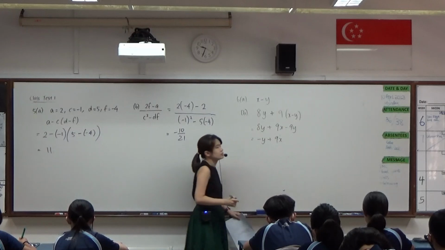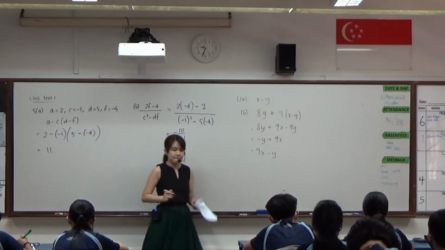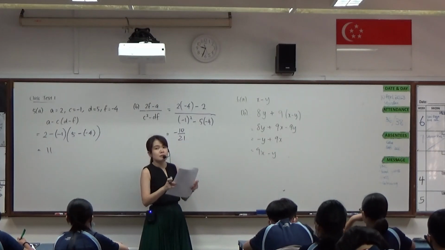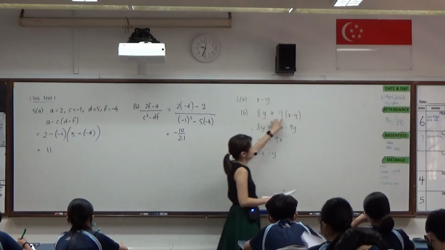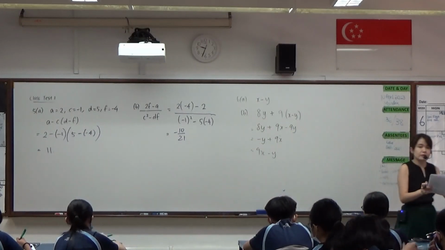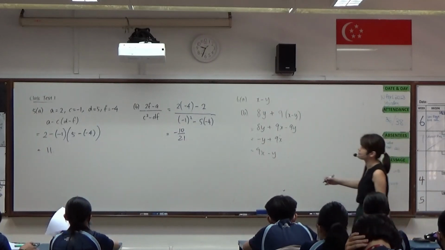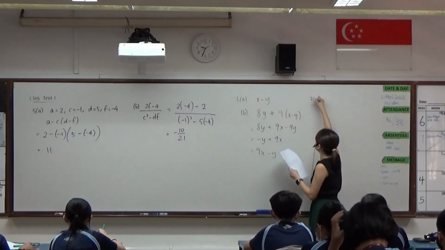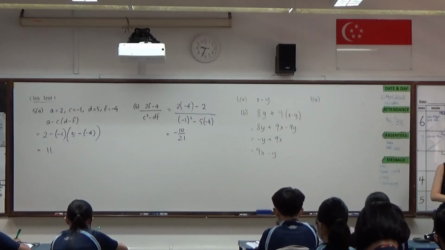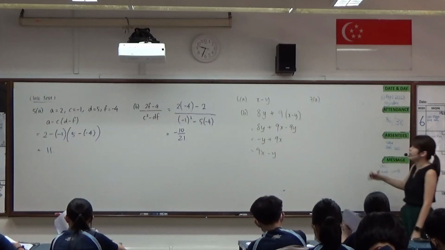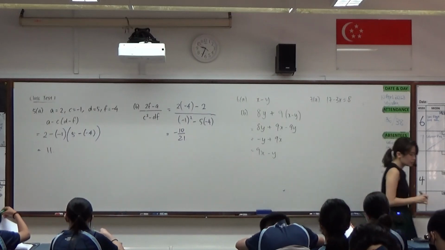Okay, or you can write it as 9x minus y. They mean the same. Okay? But this is a 3 marks question after all. 7a. Okay, we have 17 minus 3x equals 8.